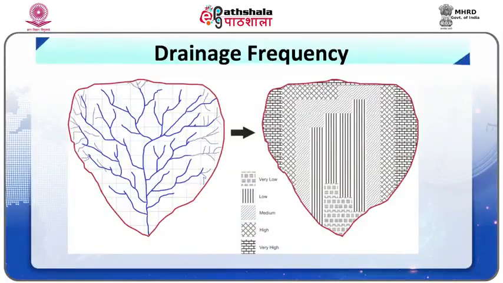Next, come to the drainage frequency. Drainage frequency is defined as the total number of streams per unit area. To determine drainage frequency, drainage basin is divided into small grid cells of equal area. The streams are counted for each cell and then divided with area of the cell. To show the spatial pattern of drainage frequency, the grid cell values are classified into 4-5 categories and choropleth map is developed out of it. Mature topography shows lesser number of streams in comparison to younger topography.